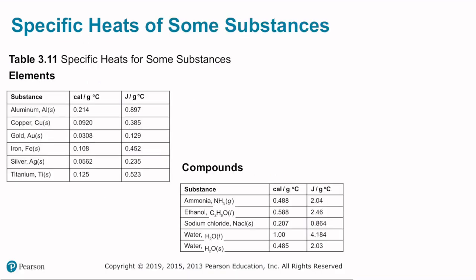Here are some specific heats of some common substances. We have aluminum at, well, let's look at the joules per gram degree C. Aluminum is 0.897, gold is 0.129, titanium 0.523. Let's look at water. Notice water is the highest on this list at 4.184 joules per gram per degree C. Water has a very high specific heat, and that's why coastal cities tend to be warmer than close inland cities.